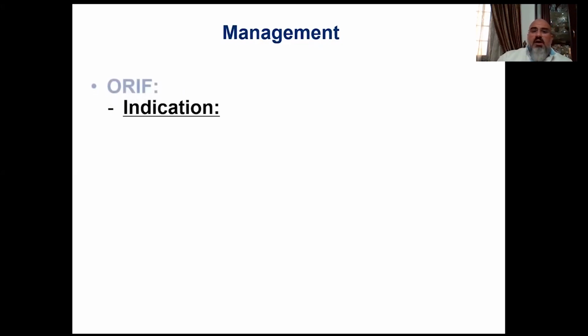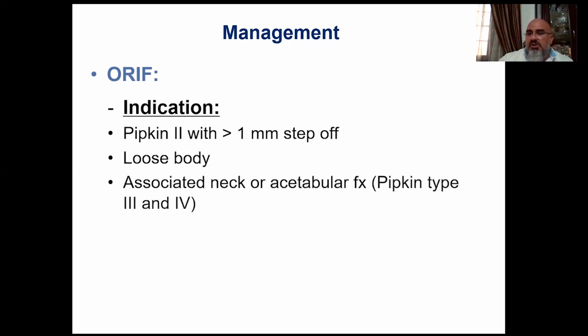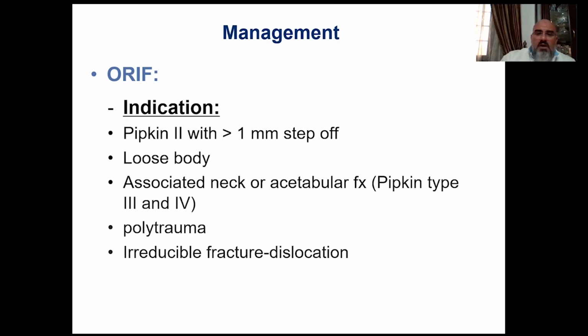Other than that, you have to do open reduction and internal fixation, whether through an anterior approach or medial approach, or even do a trochanteric osteotomy, when you have a step of more than 1 millimeter, a loose body, or associated injuries like fracture neck of femur or fracture acetabulum, in cases of polytraumatized patients or irreducible fracture dislocation. You have to go through open reduction and internal fixation.